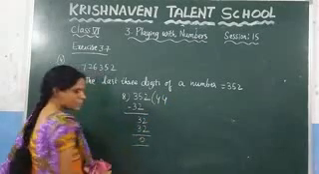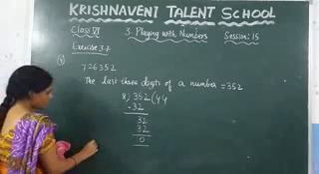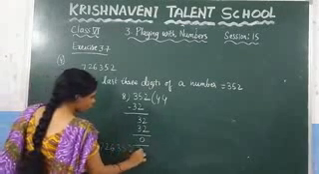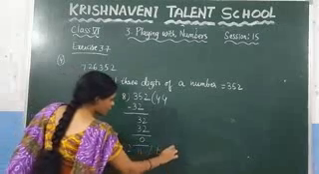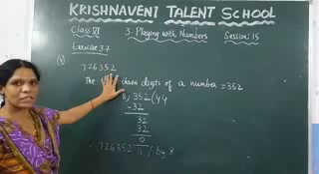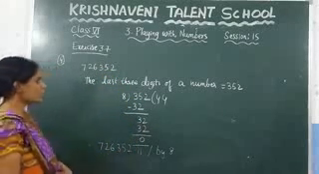Since the remainder is 0, we can say that this number is divisible by 4. So write it here: 7,26,352 is divisible by 8. For the divisibility rule for 8, you need to check the last 3 digits, and for the divisibility rule for 4, you need to check the last 2 digits.